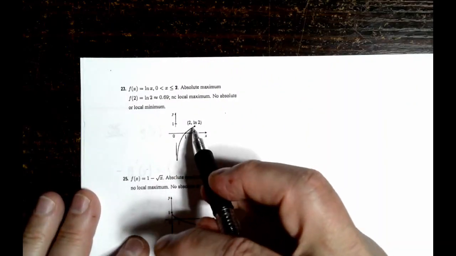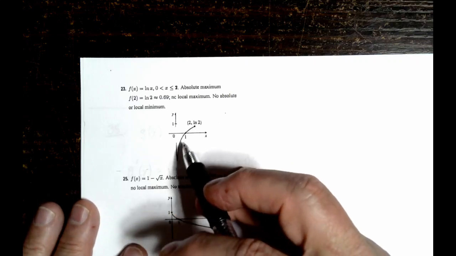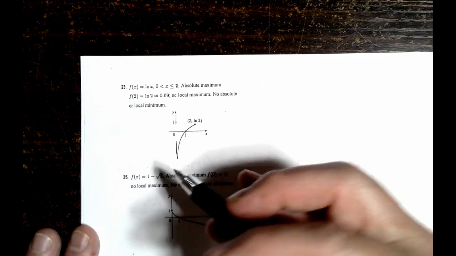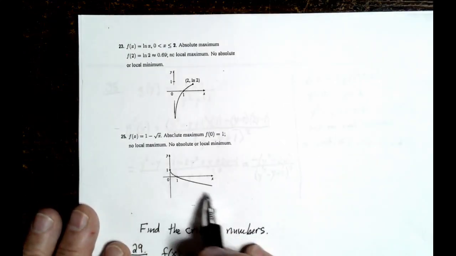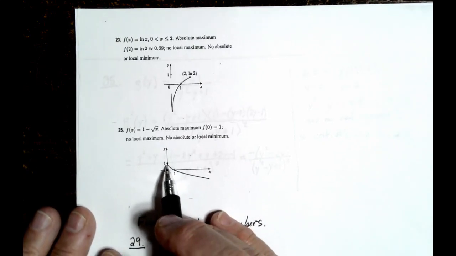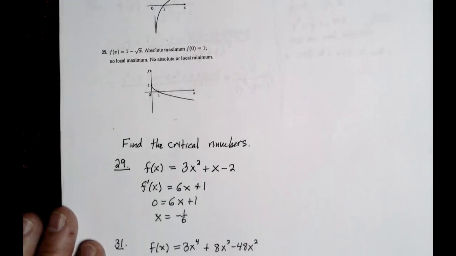This one has an absolute max here at 2. Doesn't have a local max. It doesn't have an absolute or local min since it goes down forever. This one, it has an absolute max at the endpoint 0. But no local max and no mins at all.